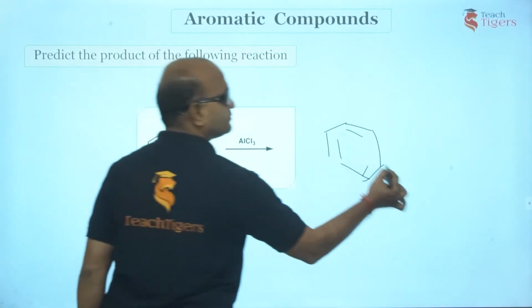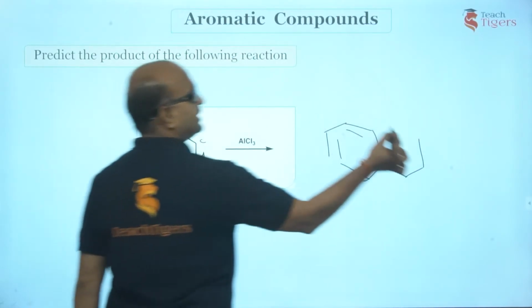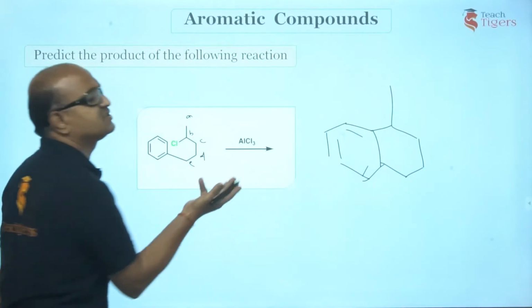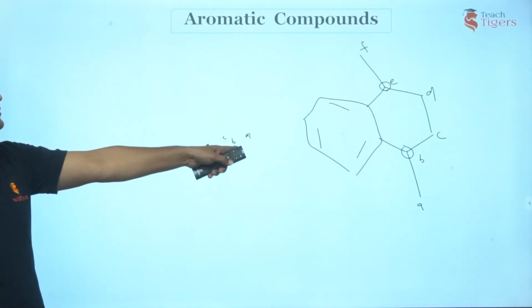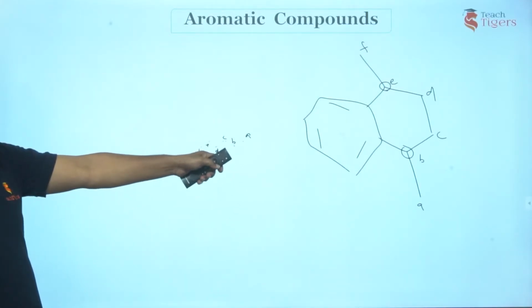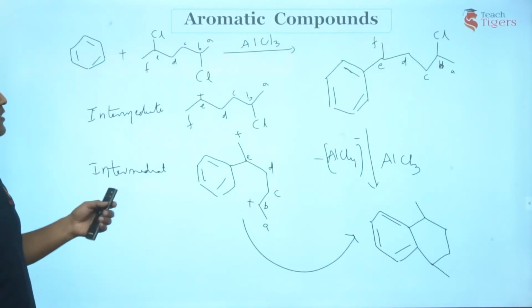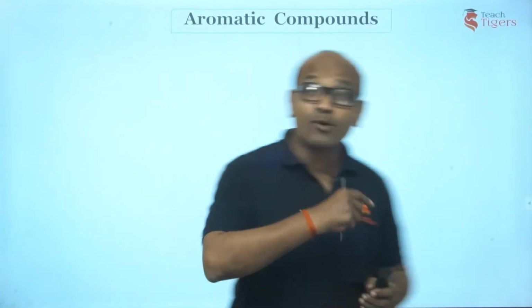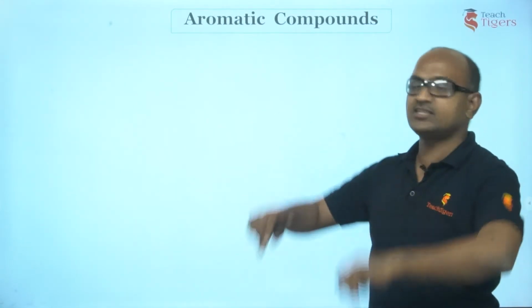This is E, then it is D, then it is C, then it is B. B gets attacked. So this seems to be so simple because we have done such a difficult problem. Am I right? Now we feel it is so easy. Hope you have understood this. Intramolecular: inter is between different molecules, intra is within the same molecule.